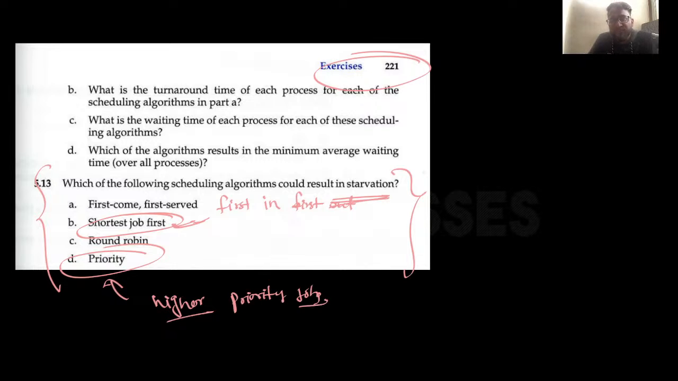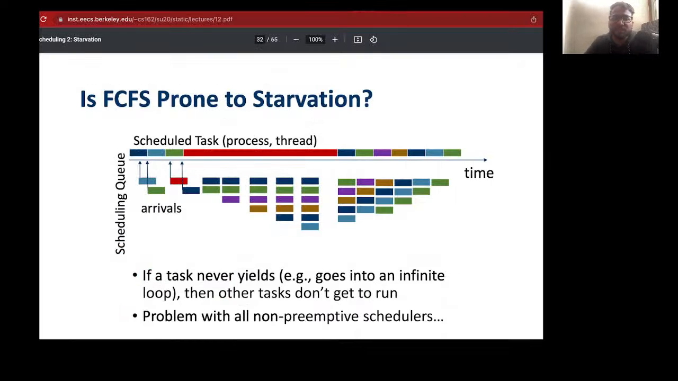Now, a very interesting point is whether first come first serve or first in first out will result in starvation or not. That's very interesting. So let's see the answer that is directly from Berkeley University. I have taken this PDF from Berkeley University and they have clearly said that yes, if the task never yields, it means that even first come first serve can go to starvation.